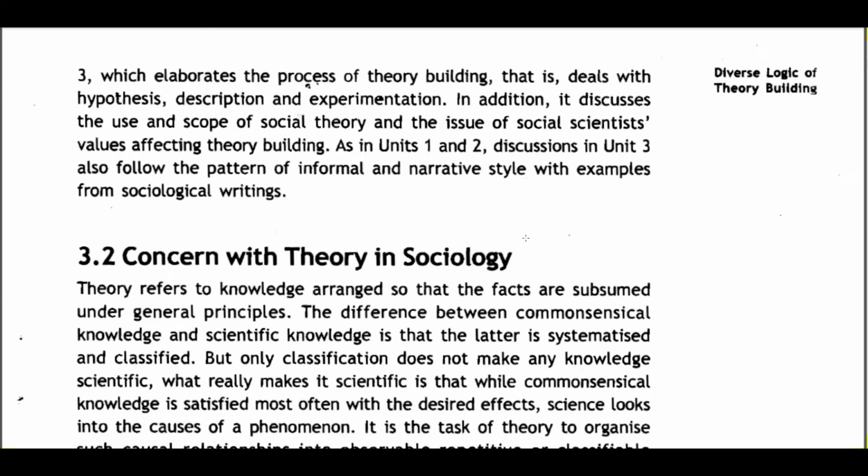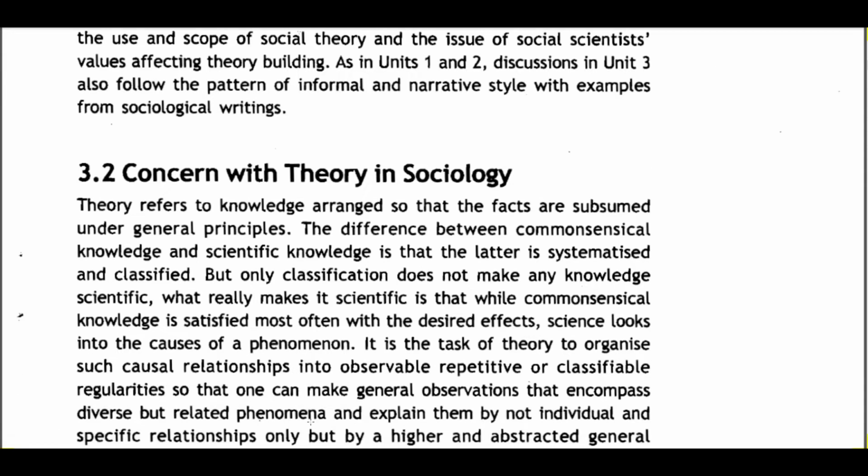3.2 Concern with theory in sociology. Theory refers to knowledge arranged so that the facts are subsumed under general principles. The difference between commonsensical knowledge and scientific knowledge is that the latter is systematized and classified, but only classification does not make any knowledge scientific. What really makes it scientific is that while commonsensical knowledge is satisfied most often with the desired effects, science looks into the causes of a phenomenon.